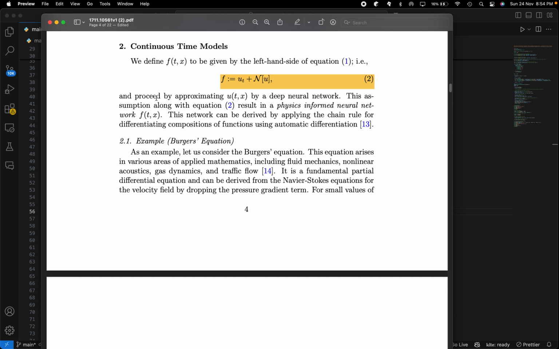So by proceeding to approximate u(t, x) by a deep neural network, the assumption along with equation 2 results in a physics-informed neural network. This network can be derived by applying the chain rule, differentiating the compositions of functions using automatic differentiation.